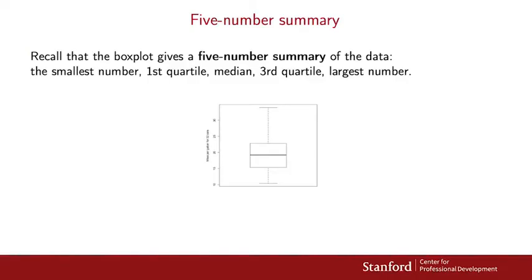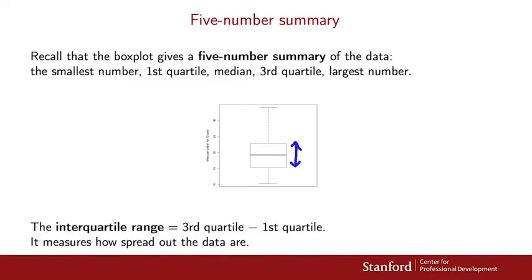Remember when we talked about graphical summaries, we talked about the box plot. The box plot shows 5 numbers about the data. The smallest number, which is given on the lower whisker, the first quartile up here, the median, the third quartile, and the largest number. The distance between the third quartile and the first quartile tells you how much the data are spread out. This has a special name. It's called the interquartile range.